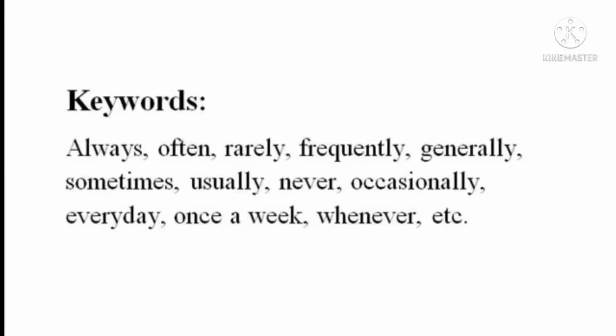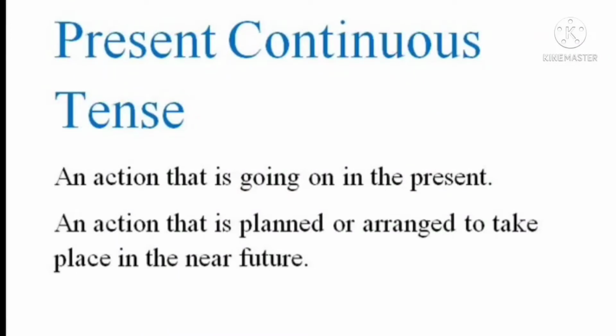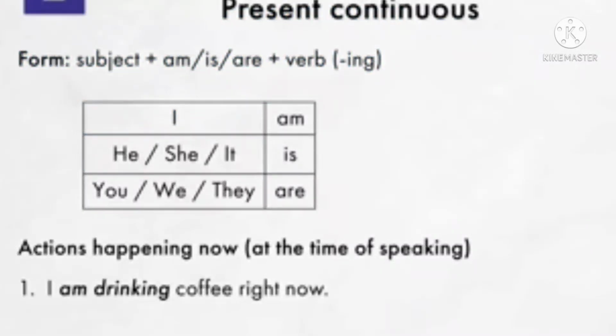The next tense is the present continuous tense. Present continuous tense denotes an action that is going on in the present, and an action that is planned or arranged to take place in the near future. We make the present continuous tense with a subject, am, is or are, plus a verb in the continuous or ing form. We say I am, he, she, it is, and you, we, they are.